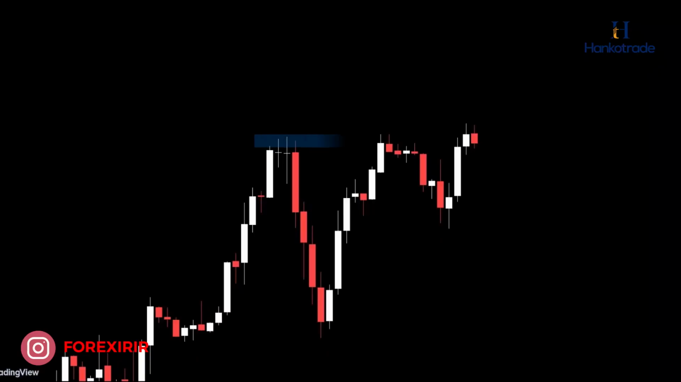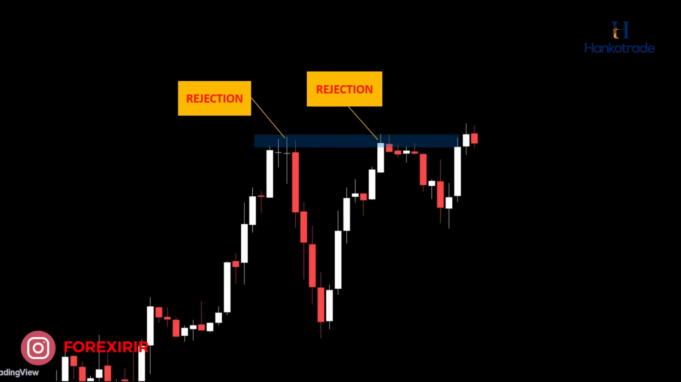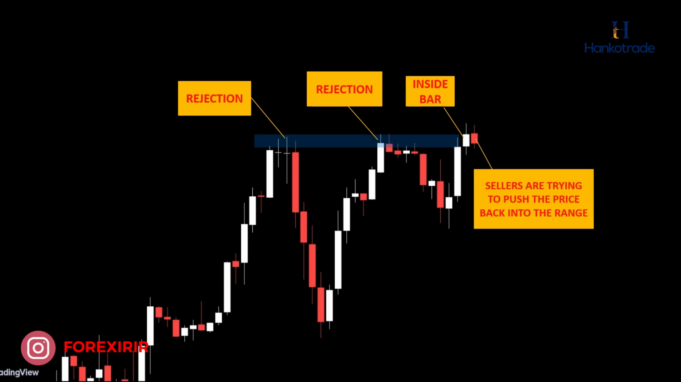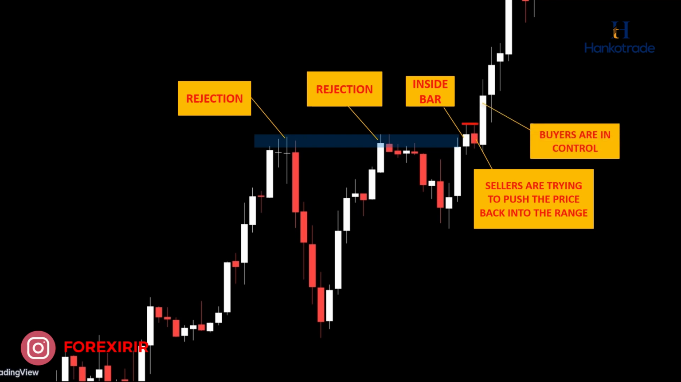On the 1-hour chart of the Dow Jones, the market has encountered resistance twice, which it has rejected. However, the market then breaks through this resistance level and forms an inside bar candlestick pattern. This pattern indicates that sellers are trying to push the price back below the resistance level. If the market breaks above the high of the parent candlestick, it indicates that buyers have taken control and confirms the validity of the breakout. As a result, the price is more likely to continue its upward trend.